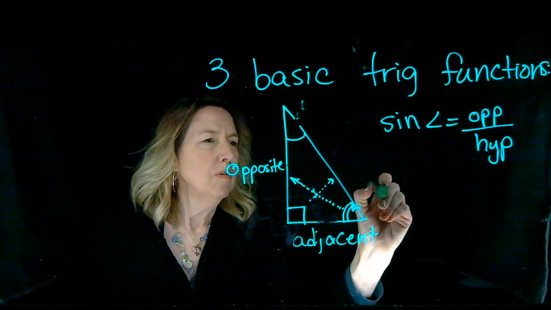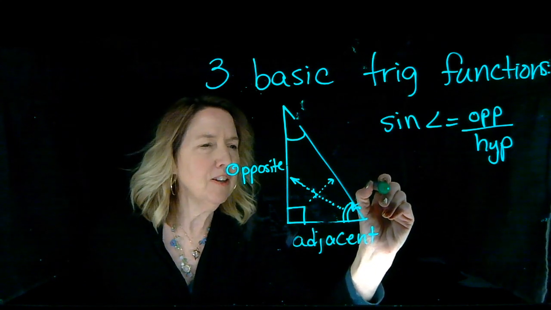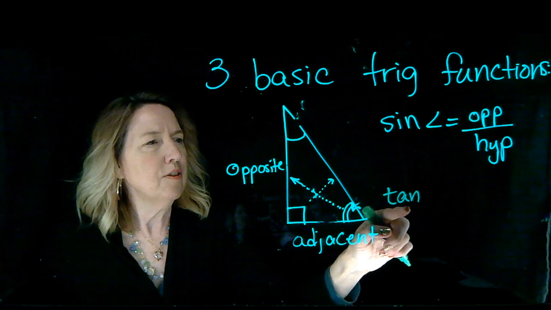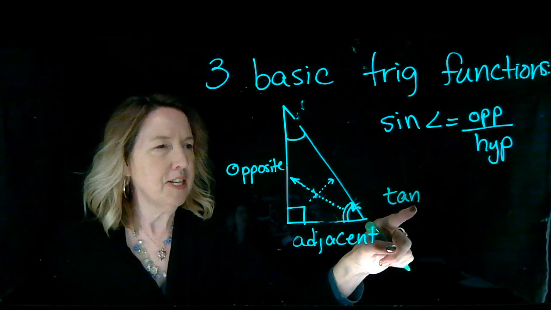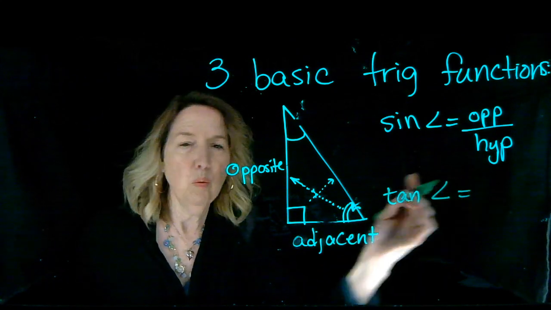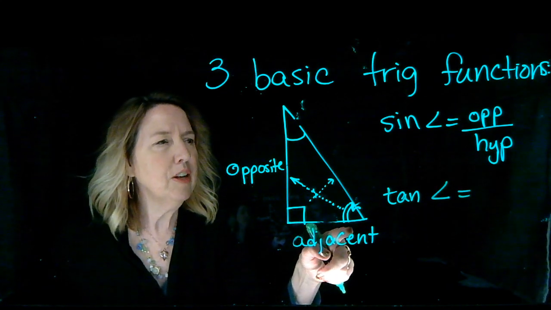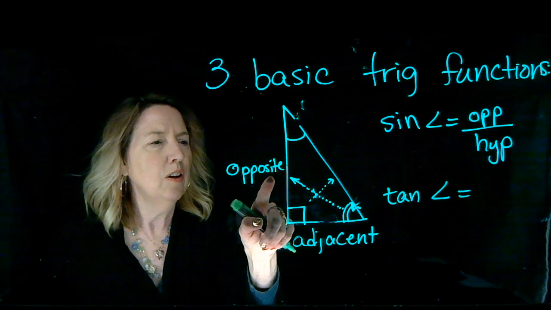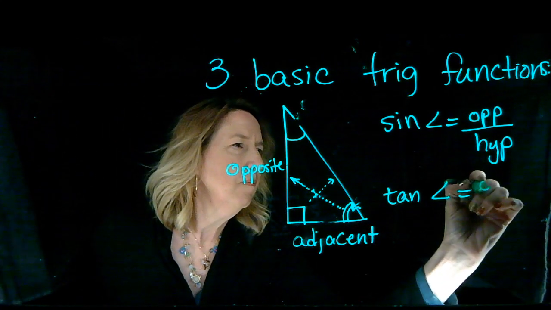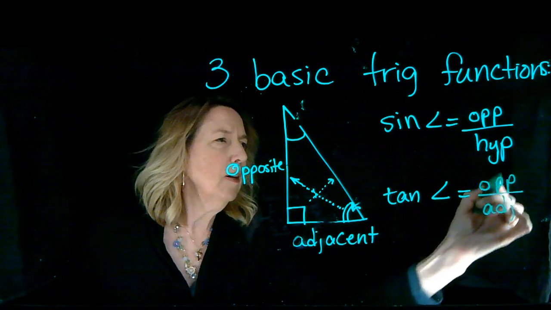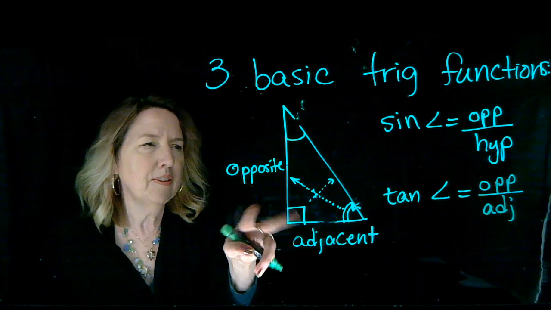Let's do the tangent. The tangent is also abbreviated to the first 3 letters. And we say the tangent of the angle. What angle? Your angle of reference is equal to the opposite side over the adjacent side. So it's equal to this ratio of sides.